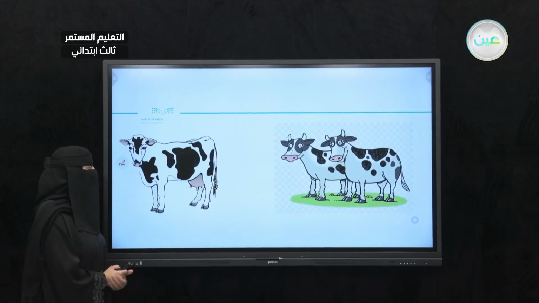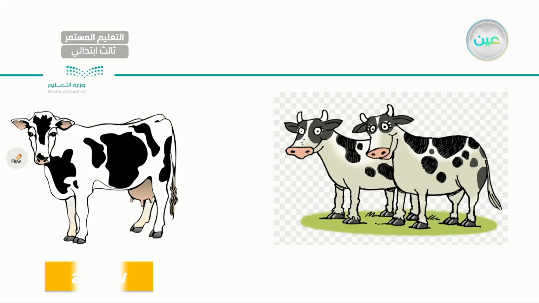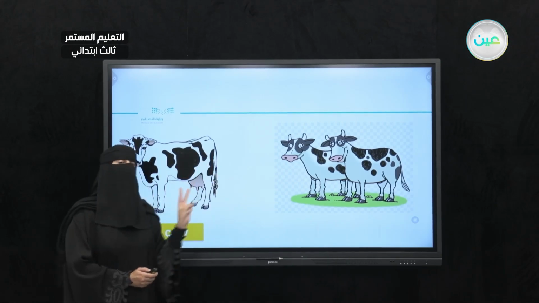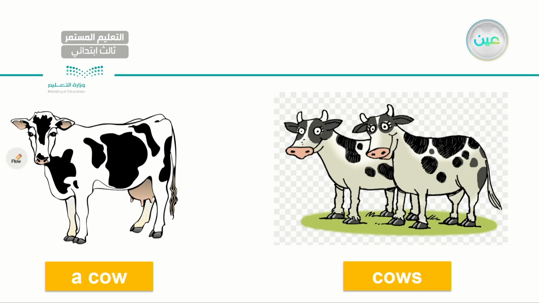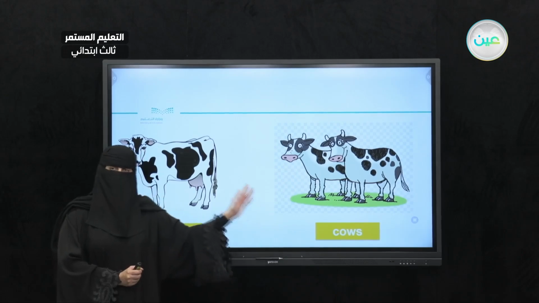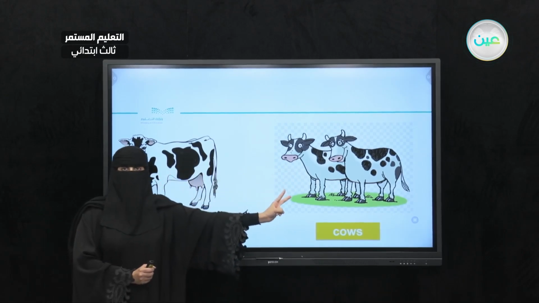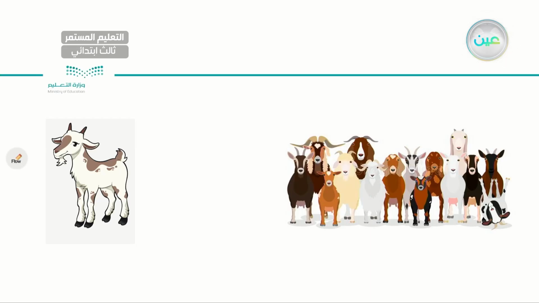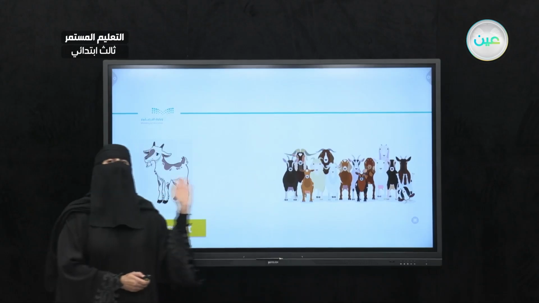Now, as you can see here, to your left, I have a cow. A cow, one cow, right? But to your right, I have 1, 2, I have cows. So here I have a cow, cows. One cow, two cows. Okay? Let's move to the next set of animals. To your left, again, I have a goat. A goat. But to your right, I have 1, 2, 3. I have many what? I have goats.